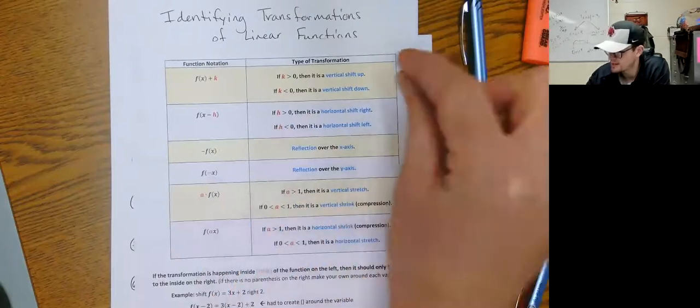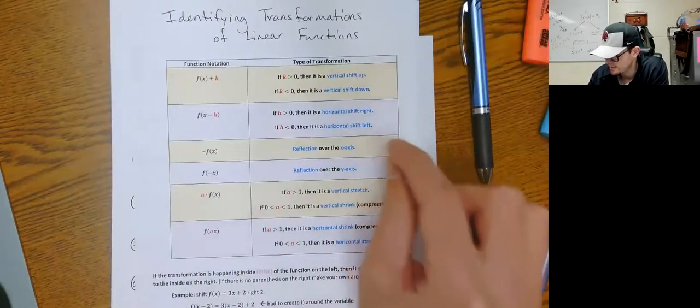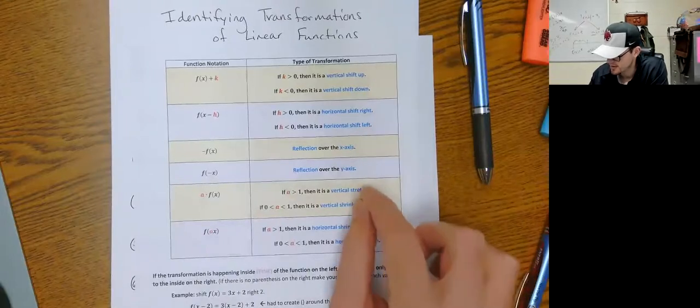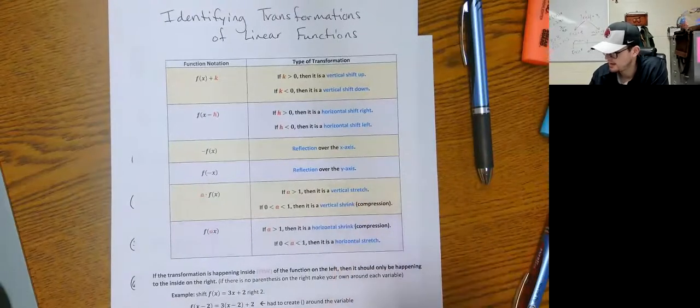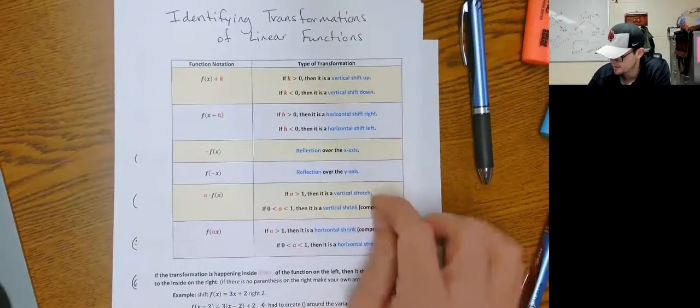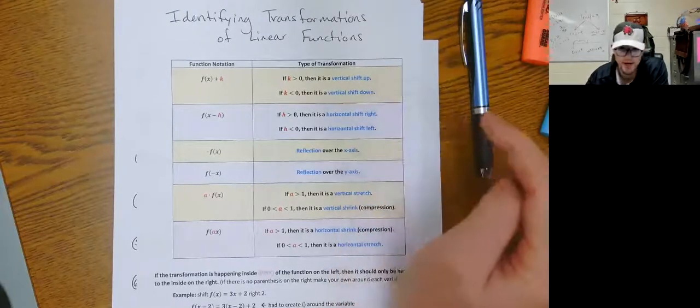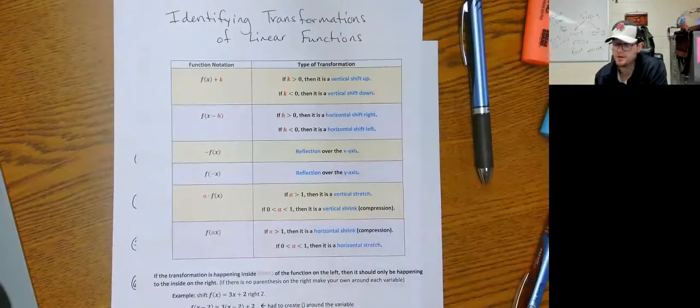So your options are vertical shift up or down, x-axis reflection, vertical stretch, vertical shrink, and you also cannot tell horizontal shrink or stretch. So it's either going to be vertical stretch, vertical shrink, x-axis reflection, vertical shift up, vertical shift down. And this is only for linear functions, right?